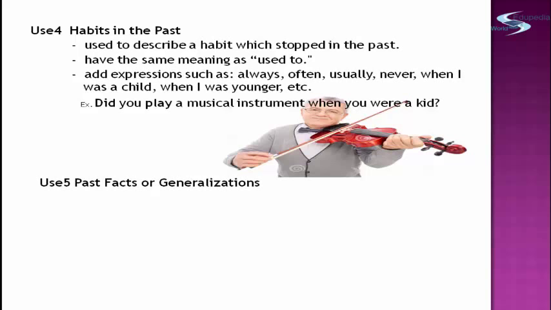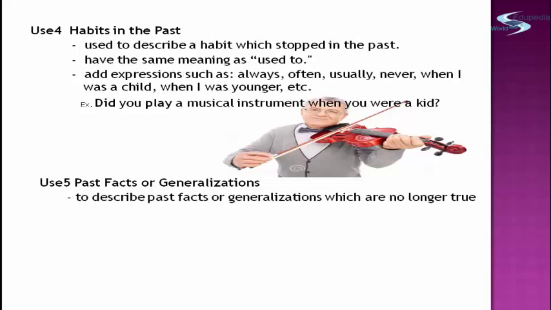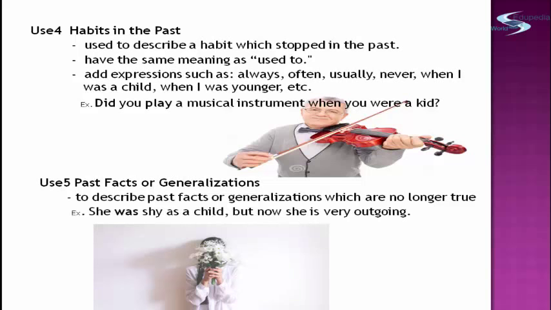Use 5. Past simple tense is used for past facts or generalizations. This is used to describe past facts or generalizations which are no longer true. So, example, she was shy as a child, but now she's very outgoing.